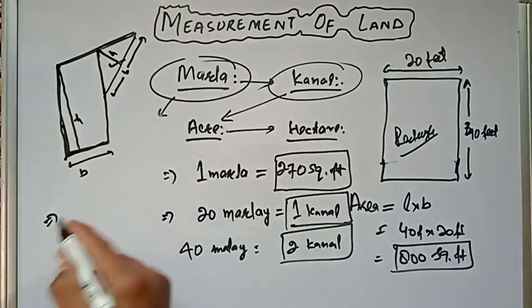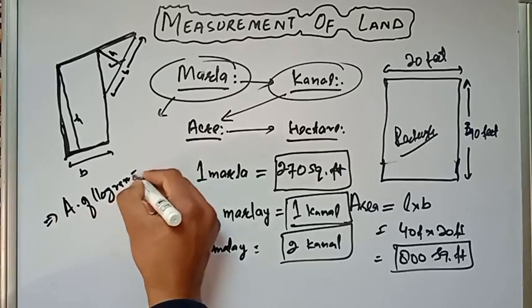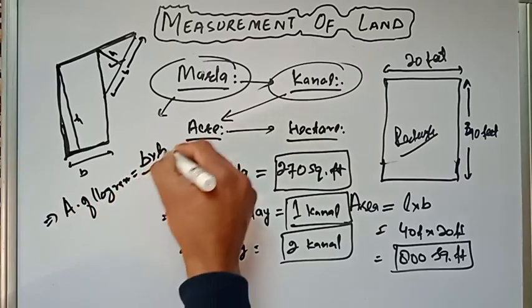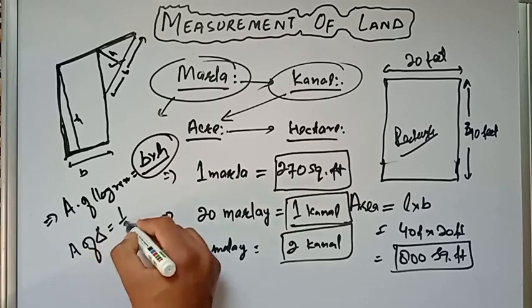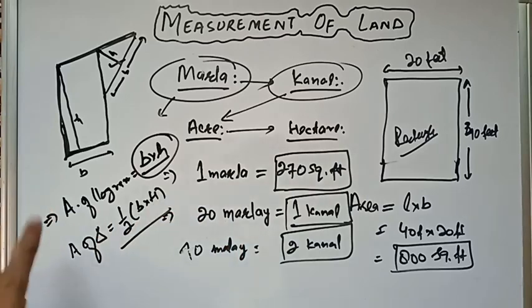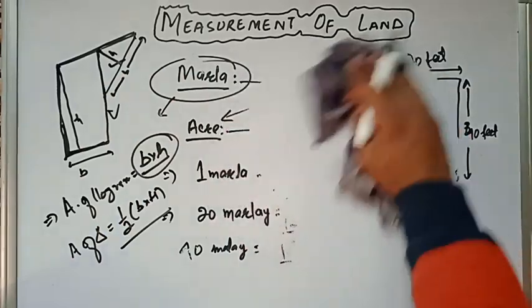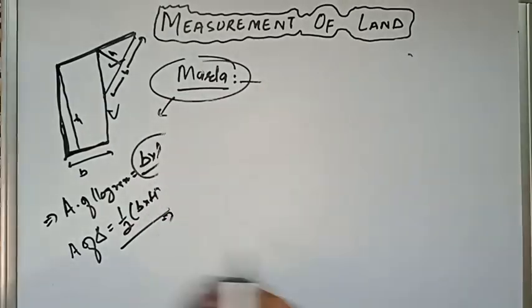Formula for area of parallelogram is equal to base into height, and area of triangle is 1 by 2 base into height. You can substitute the values of base and height in these two formulas, and you can get the area of this plot. Now suppose we have a plot of land like this.